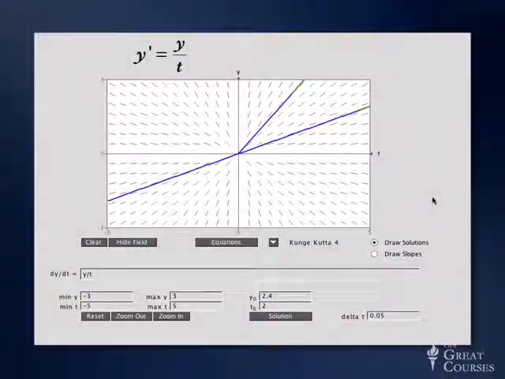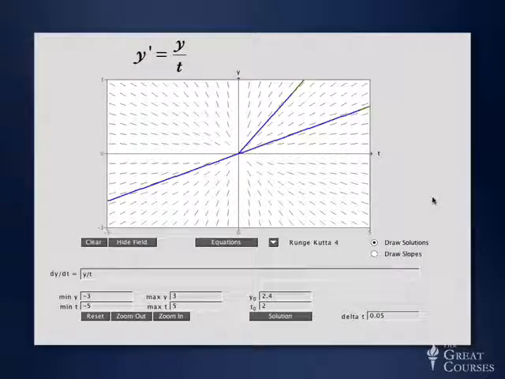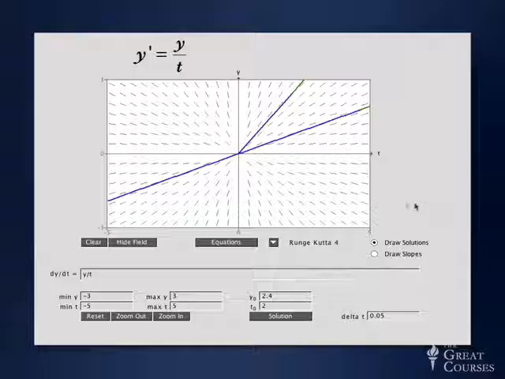Let me turn back to the computer. So here is the slope field for y prime is y over t. And I've used the computer to calculate two of those solutions. Of course, we know what they are. They're just k times t. But look at what the computer gave me.